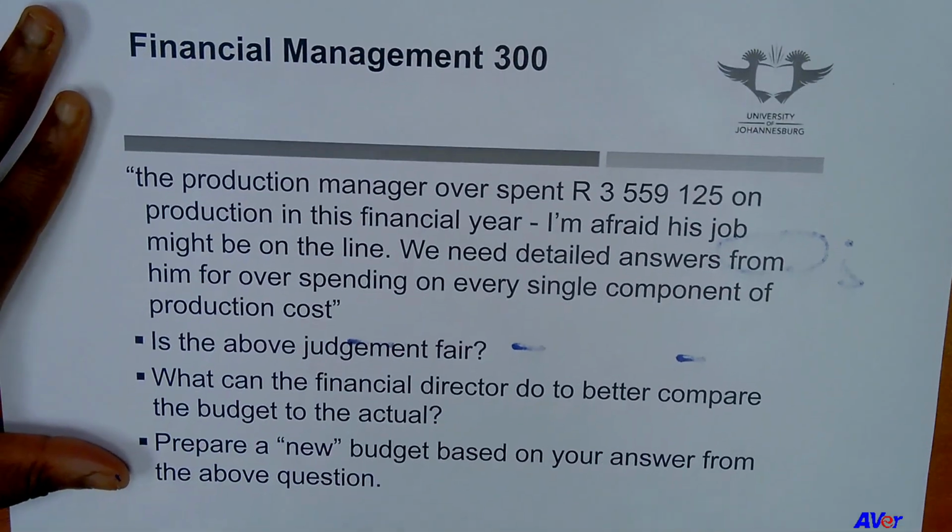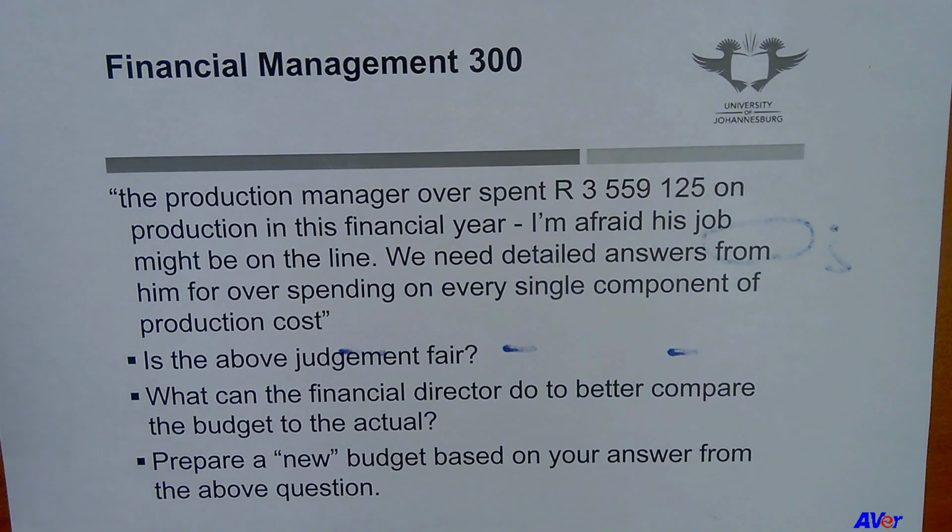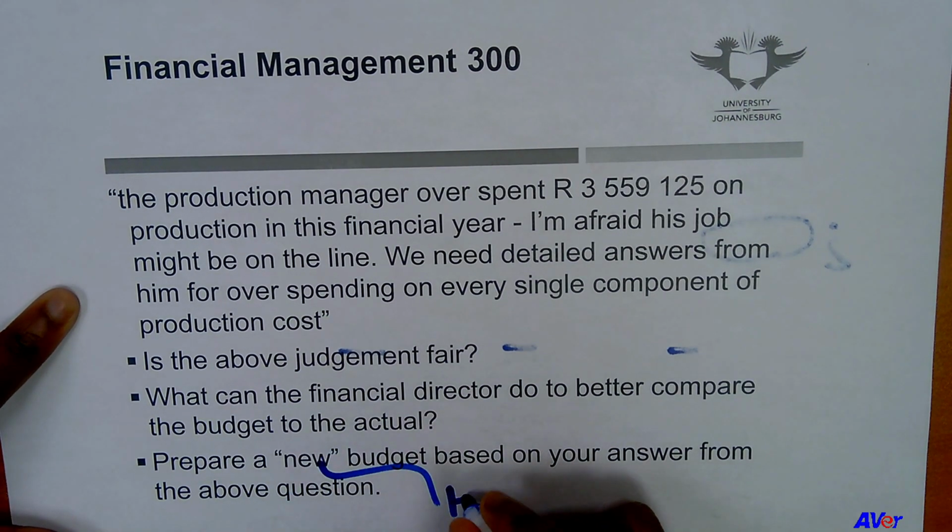This is where we are. The production manager overspent by 3.5 million on the production of this year. So we want to cut him out because now he has overspent by 3.5 million. I mean, that's a lot of money. So the question to you was, is that judgment fair? Is it fair to say that I'm going to fire you because you've overspent by 3.5 million without looking at any other thing? What can we do to better compare the budget to the actual? And then from there, we can start preparing what we call a new budget, which in formal terms is a flexed budget. This new budget here is called a flexed budget.